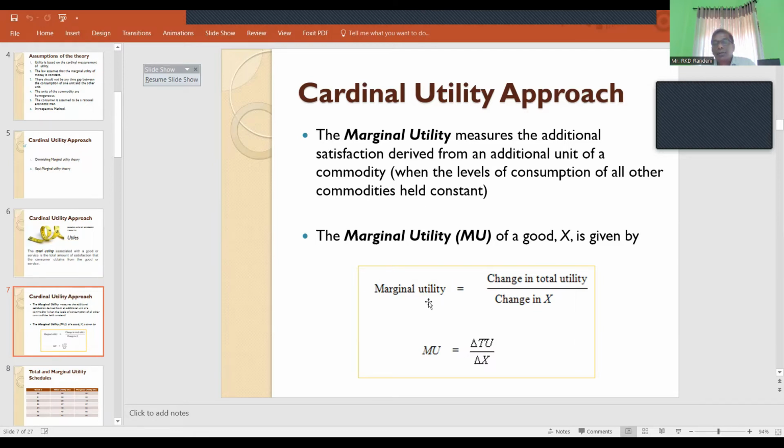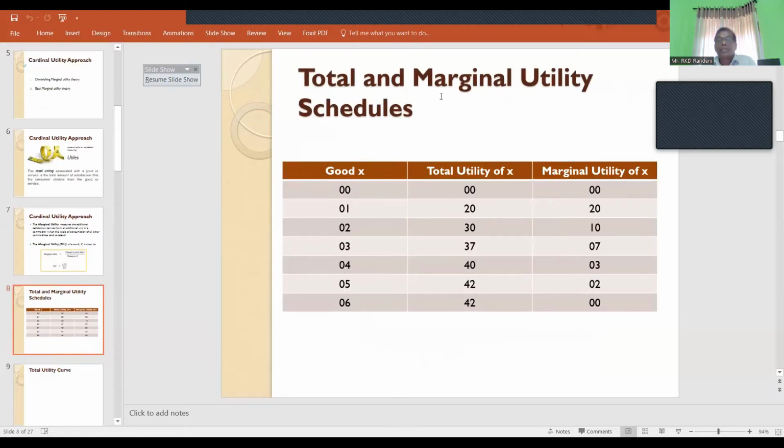Then you can calculate the marginal utility: the change in total utility, that is delta. Normally we use the Greek letter delta to explain the difference. Here in the formula, delta is the change in total utility, the difference of the total utility you have to take, divided by the change in x. Here also delta means difference. Now I will explain by using data, then you can realize what is total utility and how to calculate total utility, marginal utility, like that.